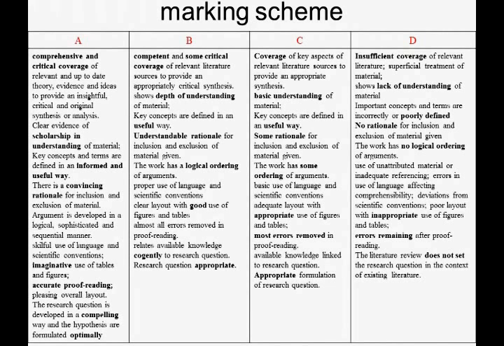Key concepts and terms are defined in an informed and useful way. So that means you just use the right language. There is a convincing rationale for inclusion and exclusion of material. That's difficult to achieve and very difficult to judge as well, because your markers usually don't really know all of the literature that is out there. So it's good to have a rationale for inclusion. So you make clear that you've looked for everything that is there. And exclusion means you don't necessarily look at other aspects of it.